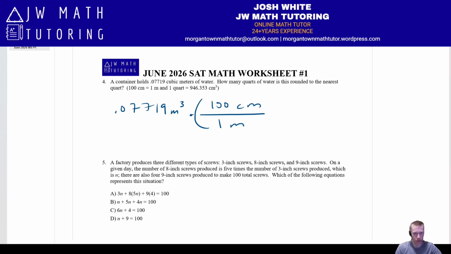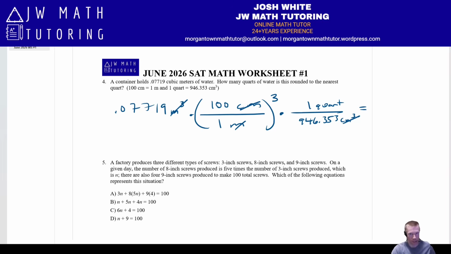So what you must do here is you must cube, or you could also write out 3 times, this conversion factor. Okay? That will cause this to cancel out and this to cancel out, and you'll be left with the volume in centimeters cubed. And now you can use the conversion factor of 946.353 cubic centimeters to 1 quart. And now this will cancel out with this. But remember, actually, let me do it this way. This will cancel out, but we're still cubing the 100 on top. Now we can just go ahead and multiply it through and see what we get.